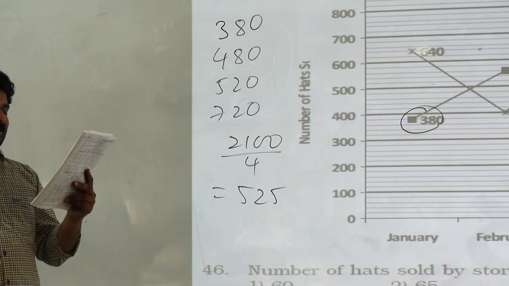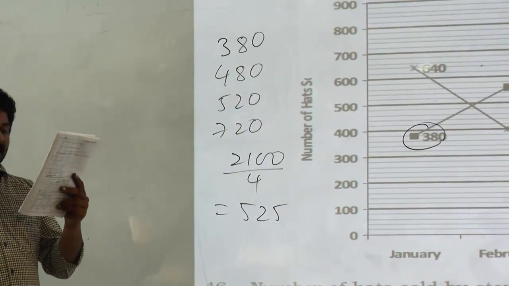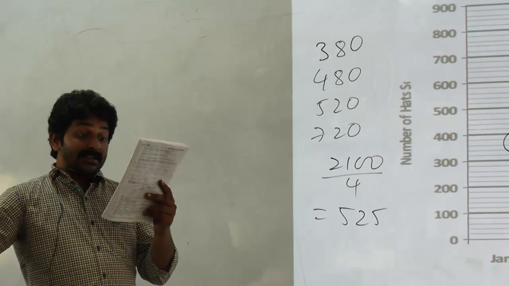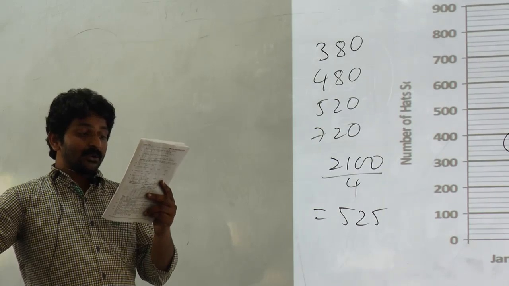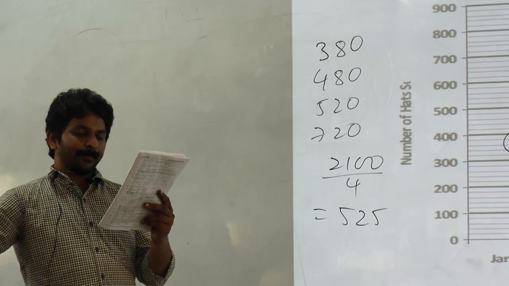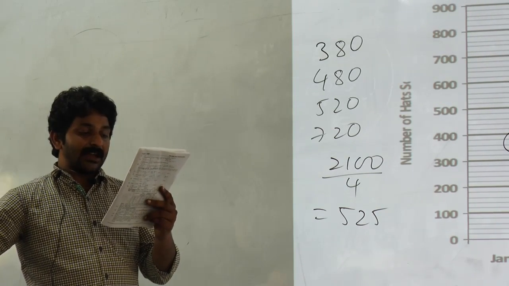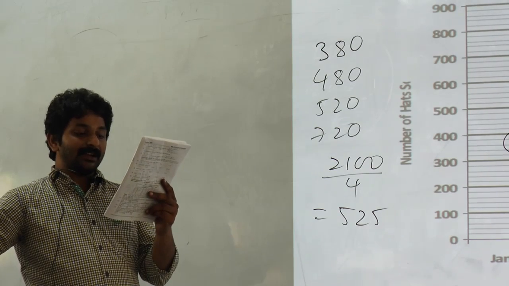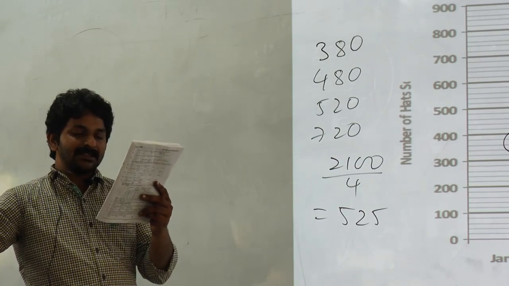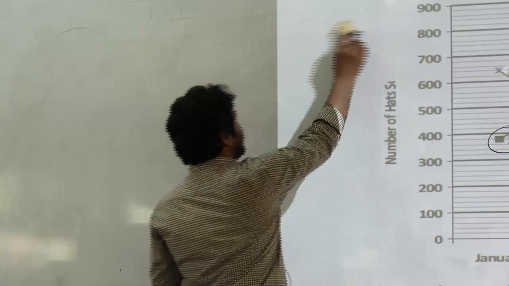Stores M and N sell only two types of hats: Fedora hats and Trilby hats. If the respective ratio of the number of Fedora hats to the number of Trilby hats sold by stores M and N together during March is 9:5, what is the total number of Fedora hats sold by stores M and N together during March? So, what is the ratio between Fedora and Trilby hats? 9:5. So, total how many parts do we have? 14 parts.